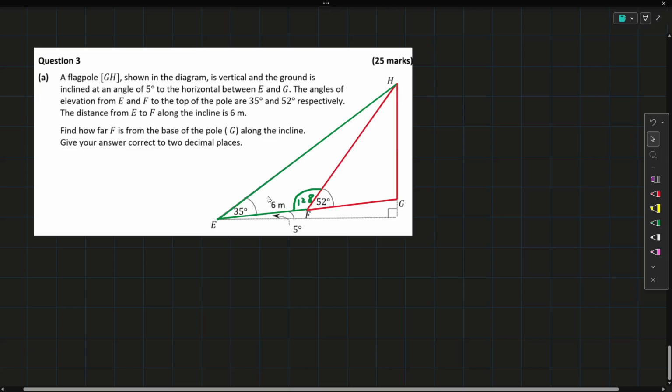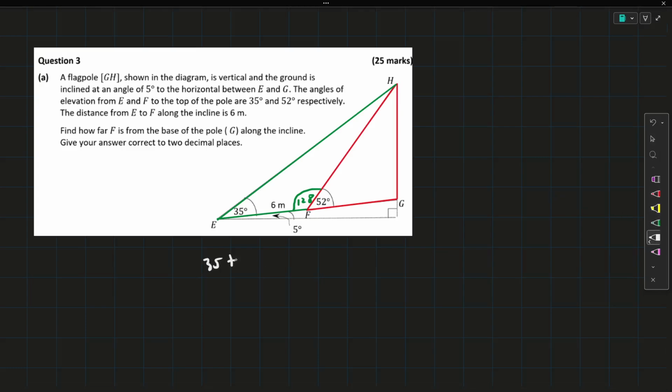Then we want to use this distance of 6 meters, so the angle opposite that is going to help to work out this angle. We have two angles in this triangle, and we know they add to 180, so 35 plus 128 plus x is equal to 180. You can subtract those two numbers from the other side and get that x is equal to 17. So this angle up here is going to be 17.